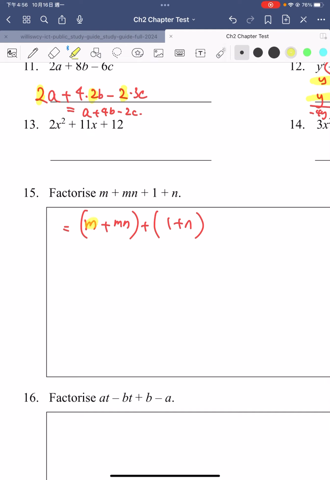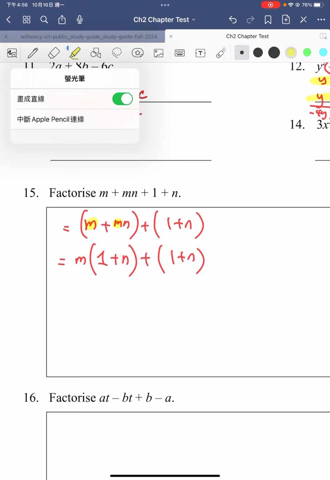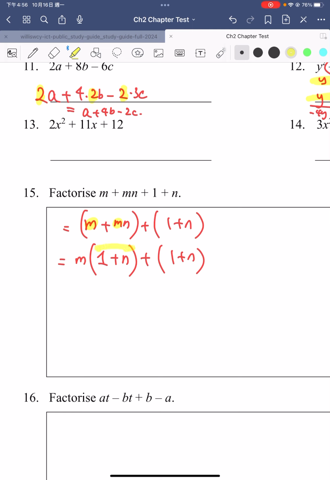First of all, we have the m, and the m will be the common factor. So we take out the m as the common factor. If m is taken out, we still have a 1 as the factor. So we have a 1 plus the mn, taking out the m, what is left is just the n. So 1 plus n is the common factor. On the right hand side, we can still write 1 plus n. You can see in the second step, we now have a common factor here, which is 1 plus n and 1 plus n.